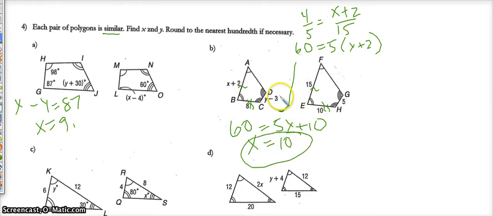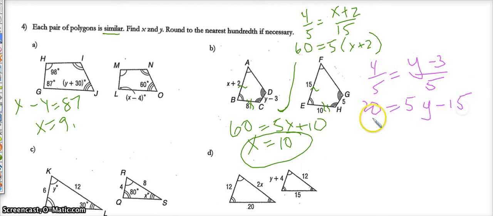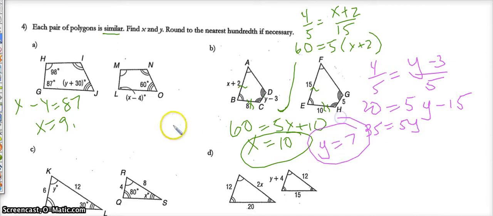Now to get y, this guy here corresponds to that guy over there. Again, I want to use the ratio of 4/5 because that is the simplified version of 8/10. I'm going to use a different color so we can keep track. So 4/5 is equal to y minus 3 over 5. So 20 is equal to, cross multiplying, 5y minus 15. Notice I distributed everything. If I add 15 over, I get 35 equals 5y. So y should equal 7. I'm going to leave it up to you guys to do C and D on this one.